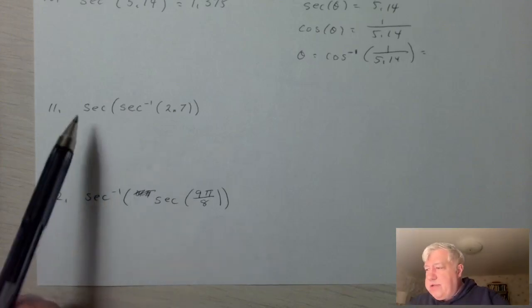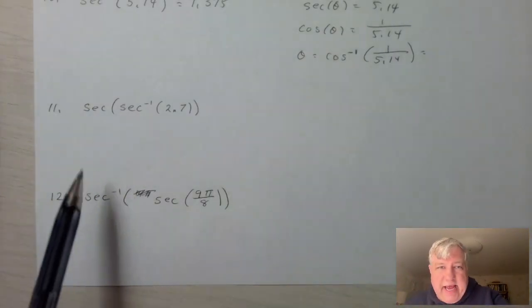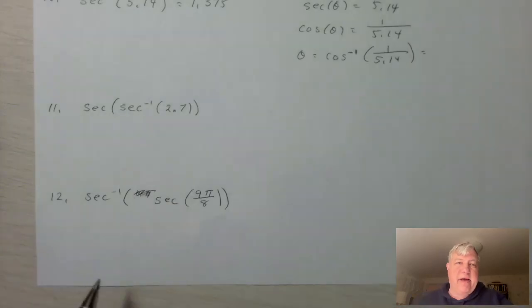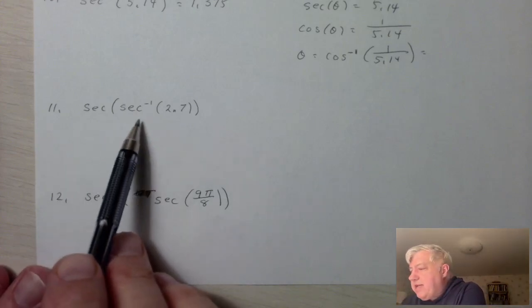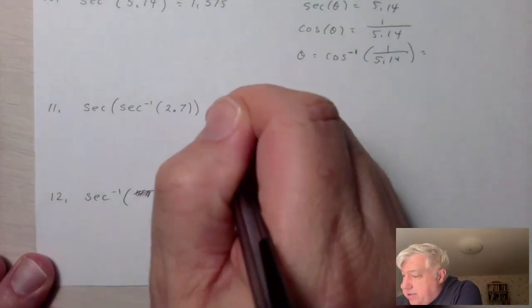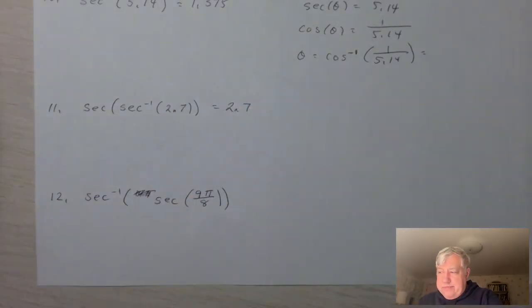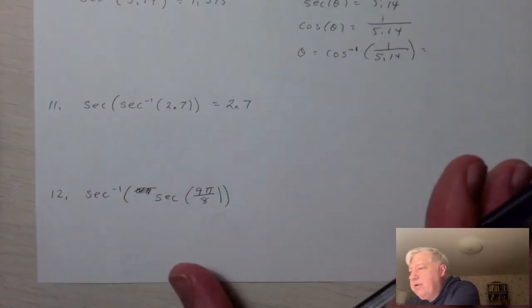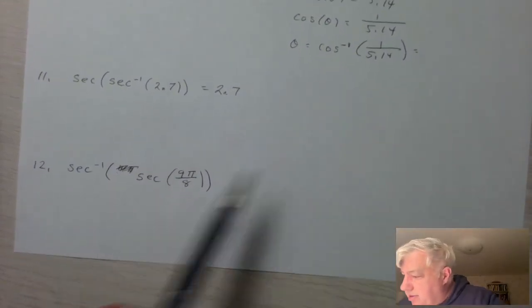Number 11. This is a case where it's so easy, it's hard. You're asked to find the secant of an angle whose secant is 2.7. Well, it's kind of like saying, what is the color of Bob's red car? It's got to be red, right? So the secant of the inverse secant of 2.7 is 2.7. These basically cancel out.